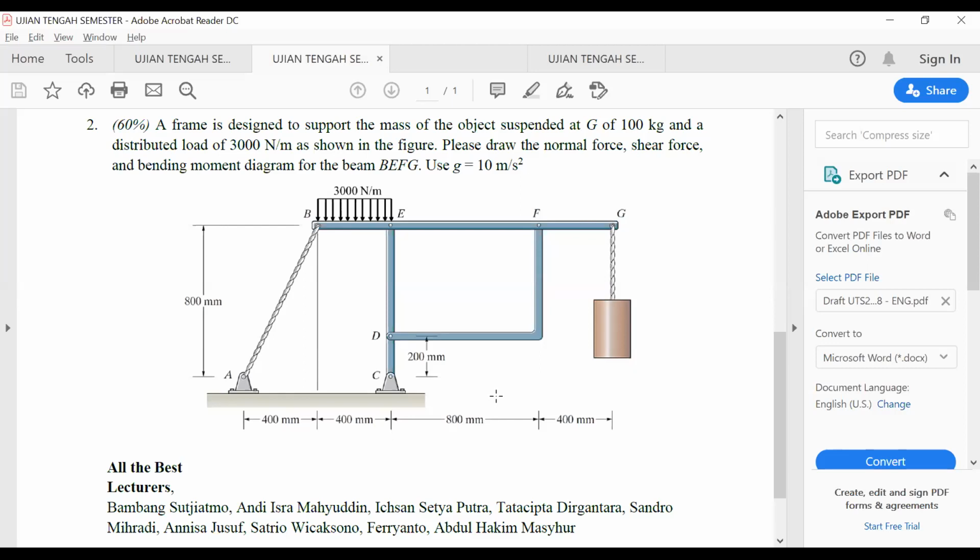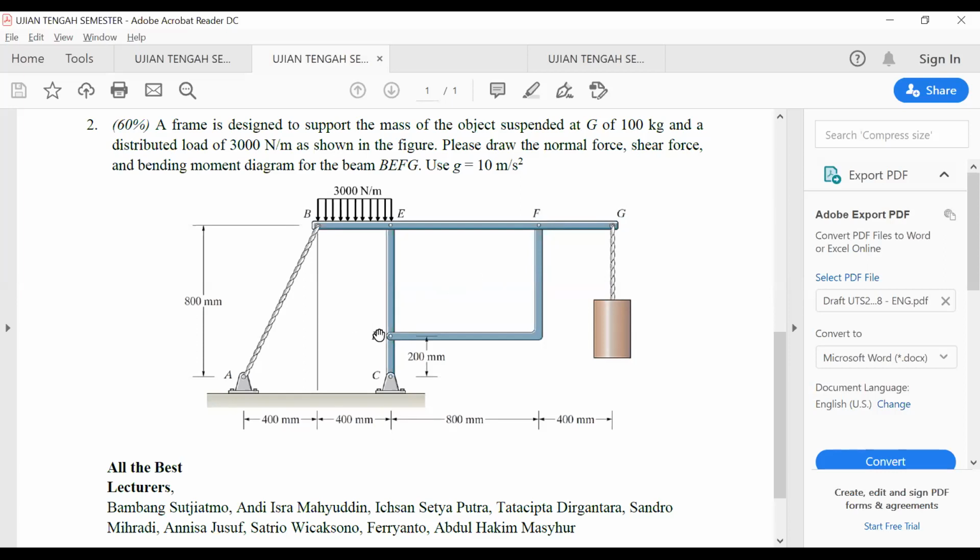Can you find the two force member in this particular system? DF is a two force member. The meaning of a two force member is that the force at F can be represented with a force in the direction of DF, right? So there is one unknown there.